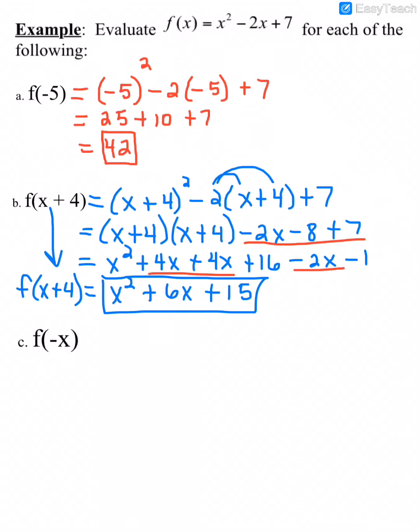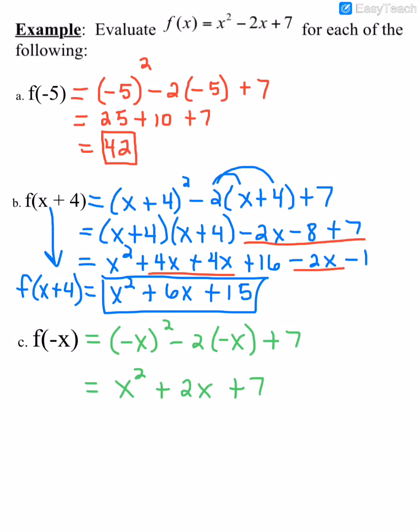So now we're going to do the same thing with negative x. We're going to take negative x and plug it into the function every place we see an x. Okay, so I'm going to plug in negative x squared minus 2 times negative x plus 7. If I square, negative x times negative x would become a positive x squared. Negative 2 times negative x would be plus 2x, and then bring down the plus 7. And again, once I've simplified, I can't put anything else together, I'm done. That is my solution.